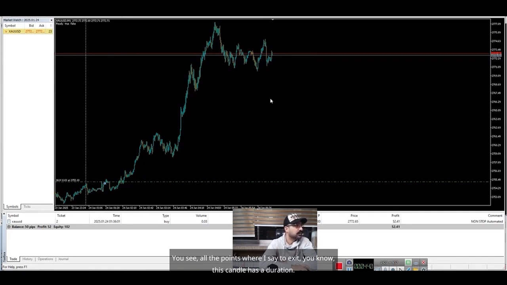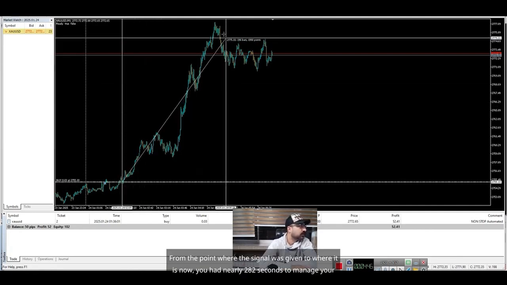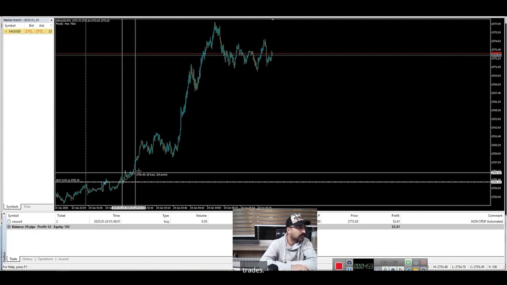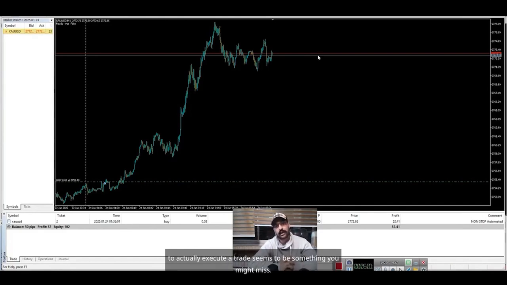Each minute takes time for the candle to fluctuate. From the point where the signal was given to where it is now, you had nearly 292 seconds to manage your trades. A lot of people are now seeing the signals from the robot, but the time you need to spend behind the screen to actually execute a trade seems to be something you might miss.